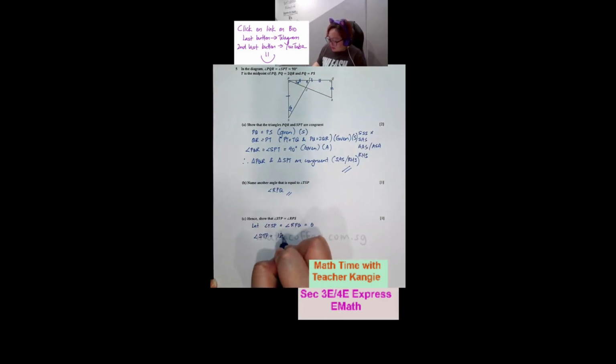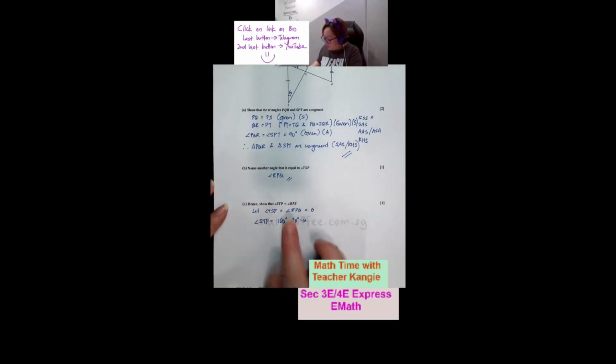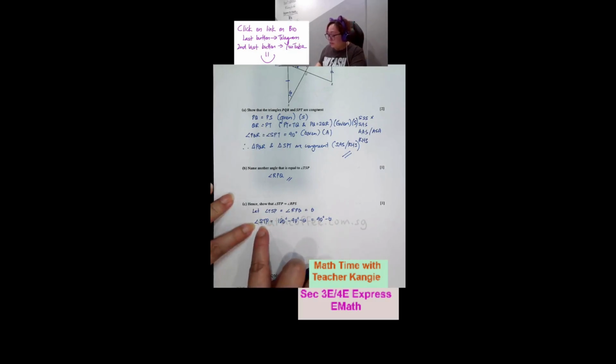So I will write 180 degrees minus 90 minus theta. Then with that, we know that this is equal to 90 minus theta, because 180 minus 90 is 90, then minus theta. So now I know that my STP here is 90 minus theta.